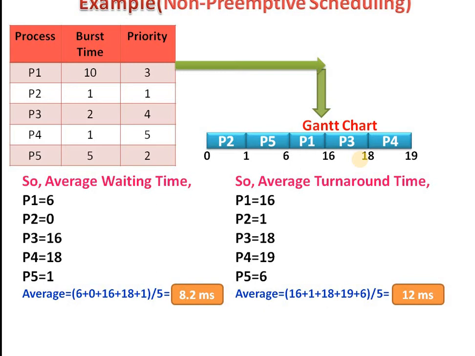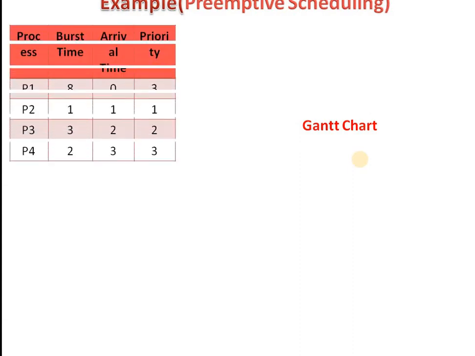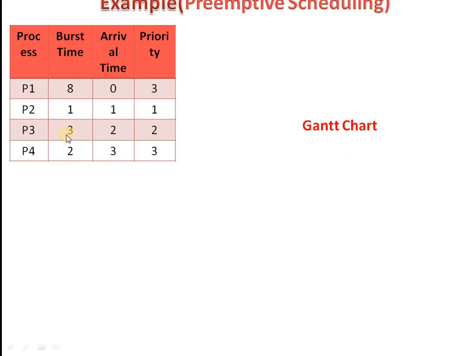Now we will see the next example for the preemptive scheduling. Let's take another example for the preemptive scheduling algorithm for the priority. There are 4 processes, that is P1, P2, P3 and P4 having burst time 8, 1, 3, 2. Its priority is 3, 1, 2, 3. Here the 2 processes having same priority, that is P1 and P4. These 2 processes get executed as per the first come first serve.